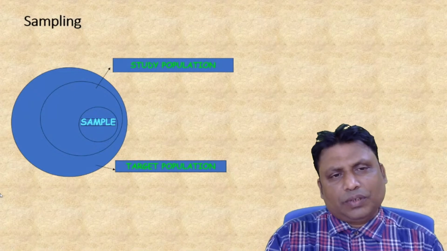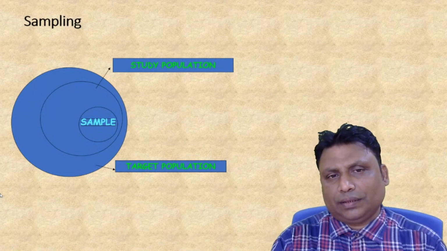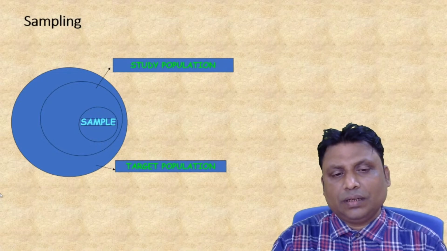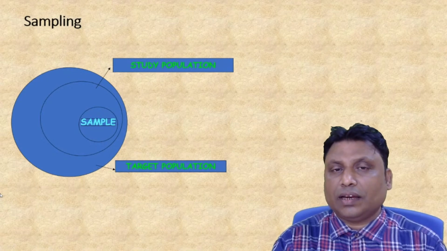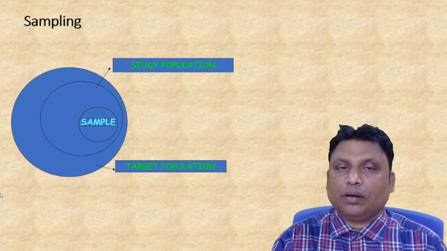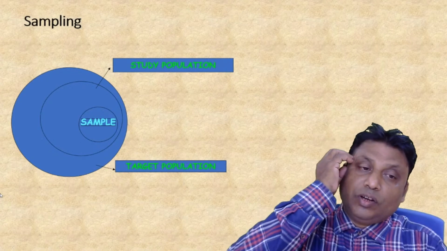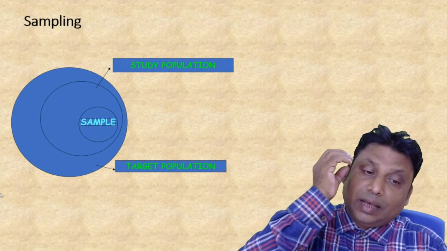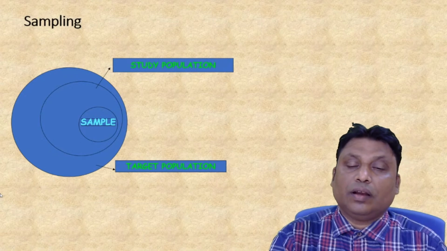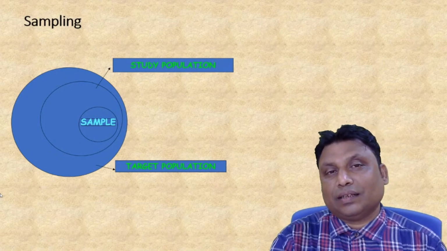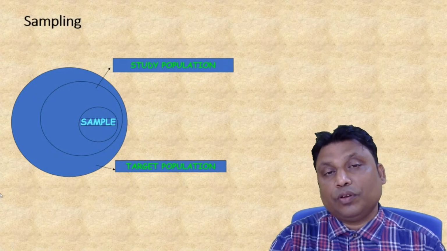Then, if this is the sample size, what is sampling dependent on? Sampling depends on the sample, the study population, and the target population. So sampling depends on these three: what should be your sample, what should be your study population, and what should be your target population. Because sampling is a technique we have to use for your research work.